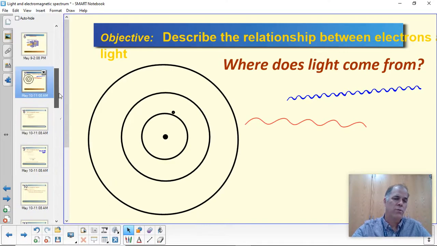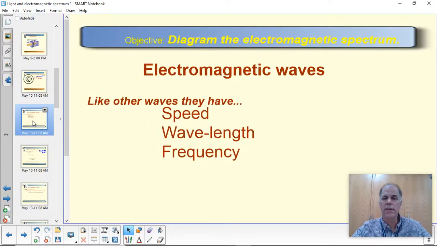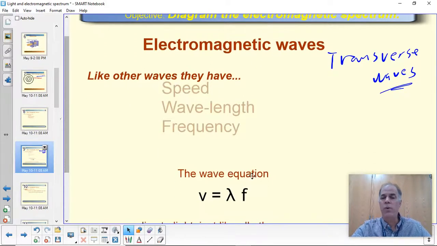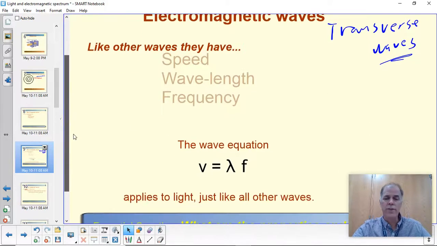Next, we're going to move on to electromagnetic waves. They are waves. So just like all the waves that we studied in the last unit, each wave has a speed, it has a wavelength, and it has a frequency, which means that the wave equation is still a thing when we're talking about light waves or electromagnetic waves. Okay, so that's one thing that's similar.